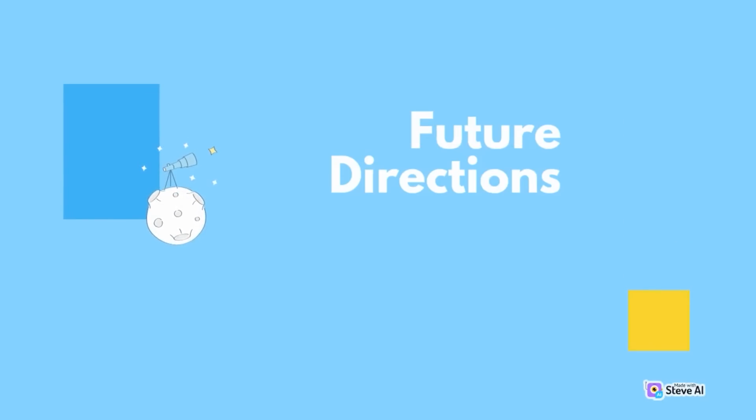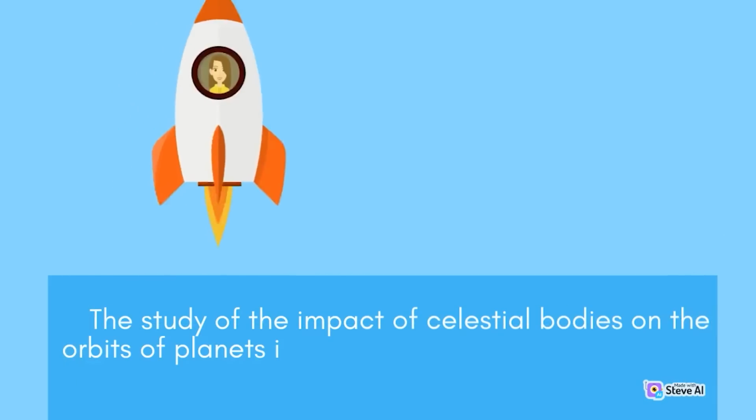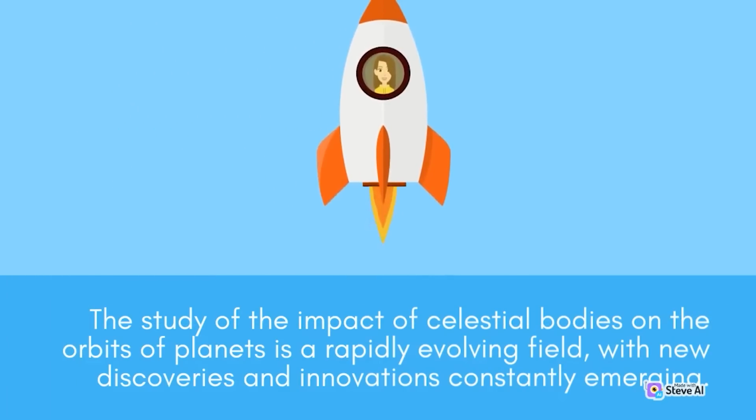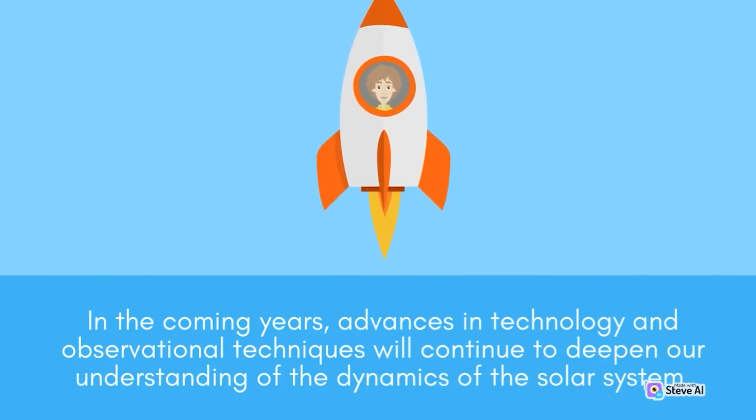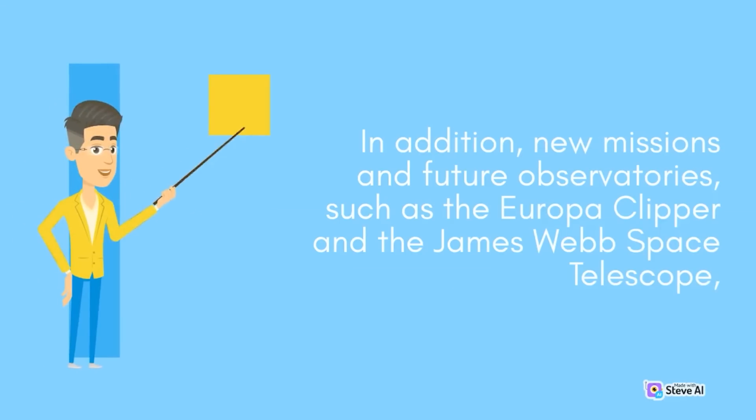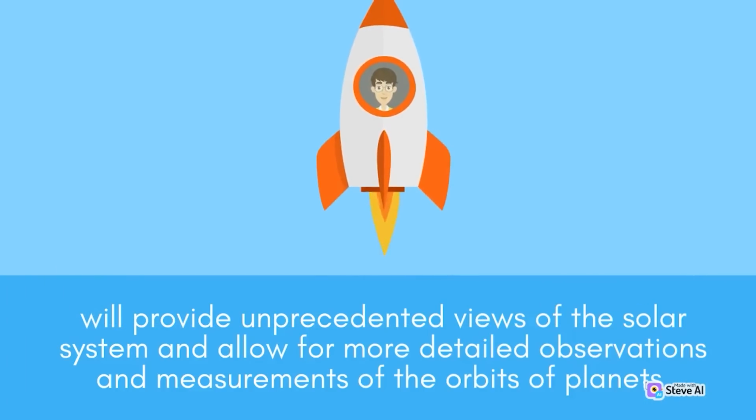Future directions. The study of the impact of celestial bodies on the orbits of planets is a rapidly evolving field, with new discoveries and innovations constantly emerging. In the coming years, advances in technology and observational techniques will continue to deepen our understanding of the dynamics of the solar system. In addition, new missions and future observatories, such as the Europa Clipper and the James Webb Space Telescope, will provide unprecedented views of the solar system and allow for more detailed observations and measurements of the orbits of planets.